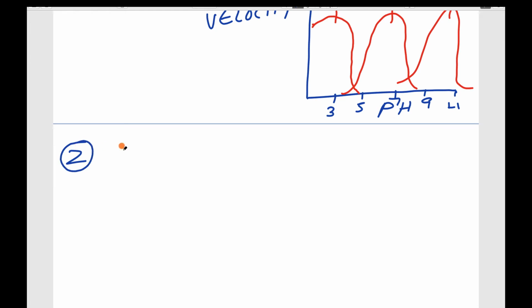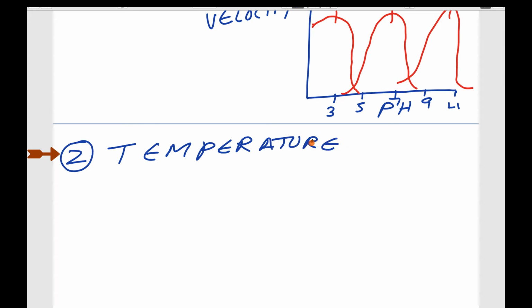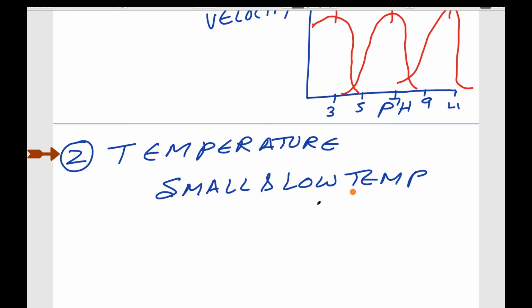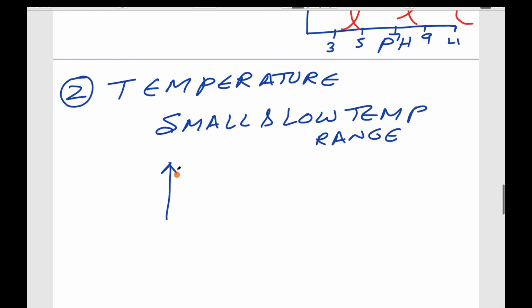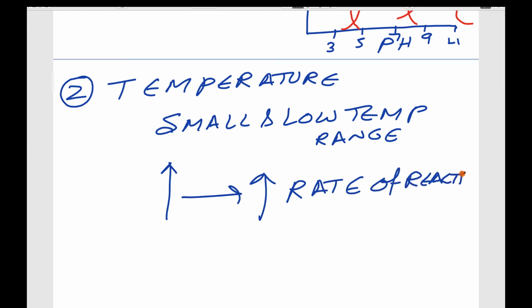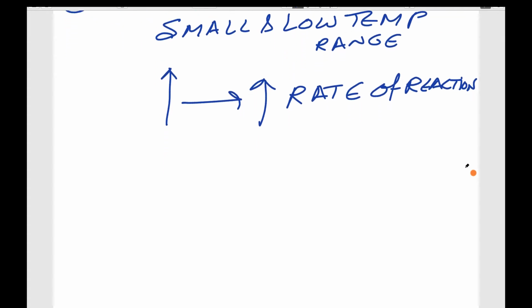The second factor is temperature, a very crucial factor. In a small, low temperature range, when you increase the temperature, the rate of reaction will increase up to a certain limit. Why is the rate of reaction increasing? When you increase the temperature, what happens?